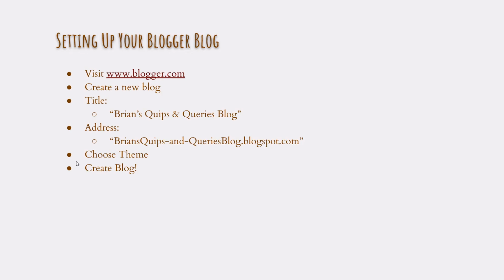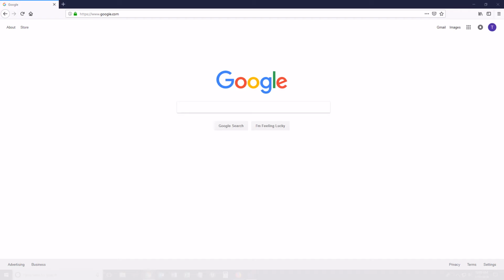These are a few of the steps we're going to be going over in this first video, setting up your Blogger blog. We're going to visit blogger.com, we're going to create a new blog, you're going to give it a title, an address, you're going to choose a theme, and you'll click the big create button. It's going to be as easy as that. But for some of you, it might not be that easy. I've created about hundreds of blogs, so it's second nature to me. Let's take a look at what you're going to see.